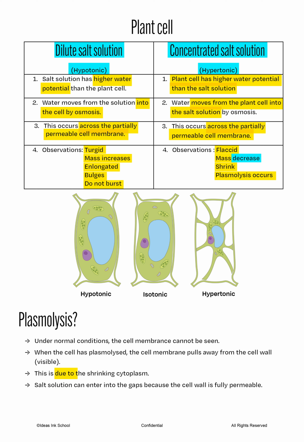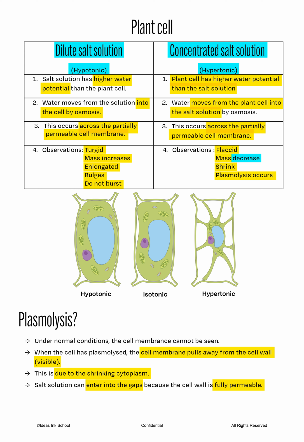Plasmolysis happens because the cytoplasm is shrinking. This causes the cell membrane to pull away from the cell wall, making it visible. When plasmolysis occurs, the salt solution will enter into the gaps between the cell wall and the cell membrane. This is because the cell wall is fully permeable and will not stop this movement from occurring.